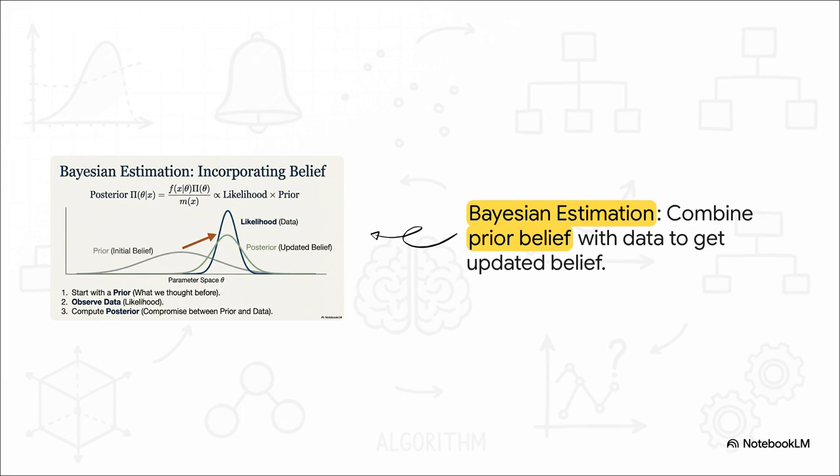But what if we already have some knowledge before we even see the data? Well, that's where Bayesian estimation comes in. It gives us a formal mathematical way to combine our prior beliefs with the new evidence from our data, which is the likelihood. The result, which we call the posterior, is this really sensible compromise between what we thought before and what the new data is telling us. It's a way of updating our beliefs as new evidence comes in.